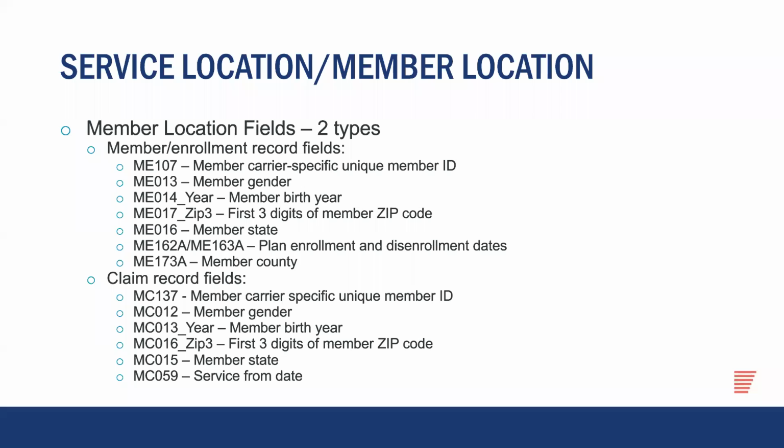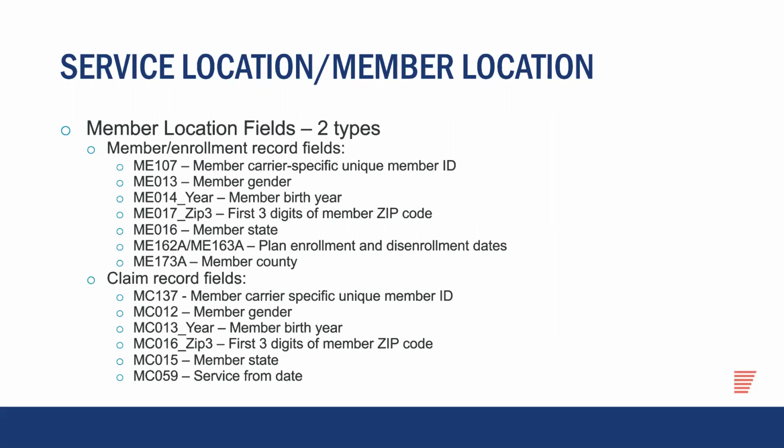Okay, so let's look at the information that is in either the member table or claim records or both for the member. So you obviously get your member ID, that's ME107 and MC137 in the enrollment and claims. You have gender in both, and you have birth year in both. In both, you have the zip 3, the state, and the service.